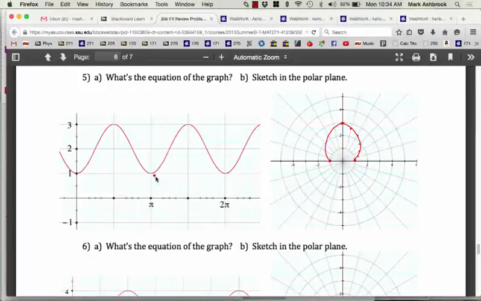And now as we go in the third quadrant from pi to 3 pi over 2, this is kind of an easy one. So as we go from pi to 3 pi over 2, r goes from what to what? 1 to 3. So here's positive 3 at 3 pi over 2, and we're going to go out like this. And then in the fourth quadrant, from 3 pi over 2 back to 2 pi, r is going to go from 3 to 1. So it's this peanut shape.